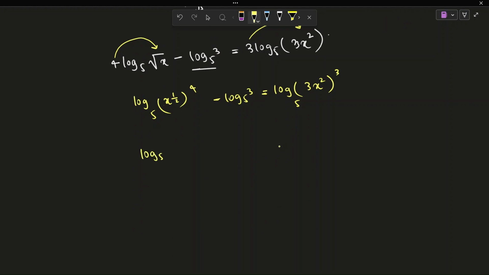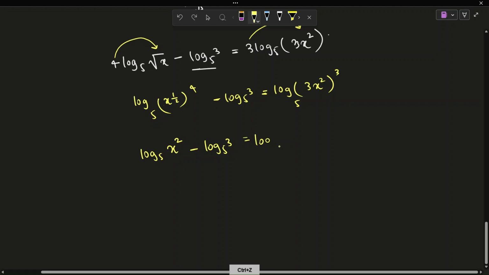I'm not going to touch the bases yet because I don't have to. So 4 times half is going to give us x to the power 2, x squared. I'm going to leave log 3 to the base 5 as it is for now. And this 3 is going to get reduced to the power of 3 for 3 and 3 times 2 for the x. So that's log, I'm going to write the base, and 3 times 3 is 9, 3 to the power 3 is 27, and x squared to the power 3 is x to the power 6.